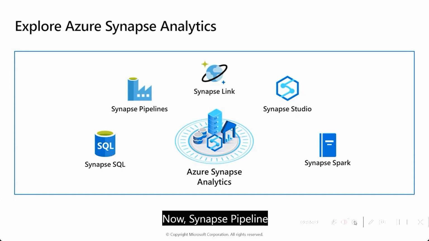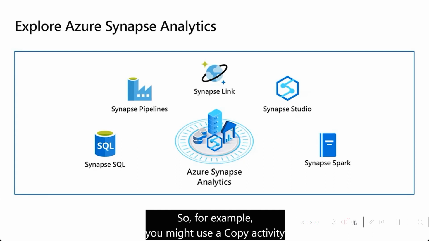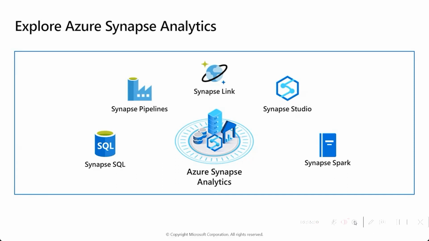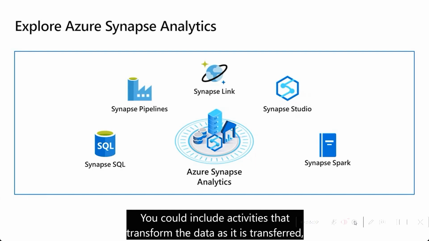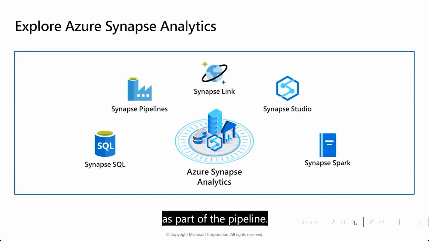Now, a Synapse pipeline is a logical grouping of activities that together perform a task. The activities in the pipeline define actions to perform on your data. For example, you might use a copy activity to copy data from a source data set to a destination data set. You could include activities that transform the data as it is transferred, or you might combine data from multiple data sources together as part of the pipeline.